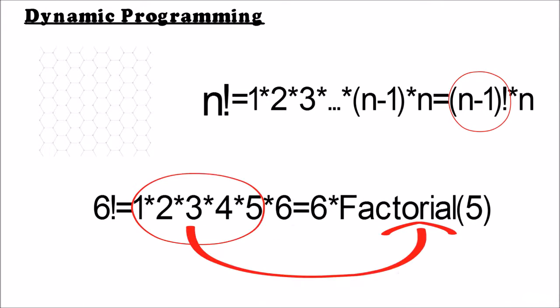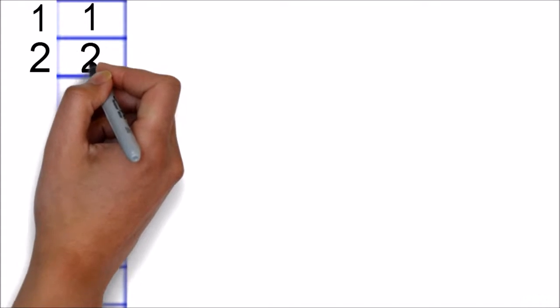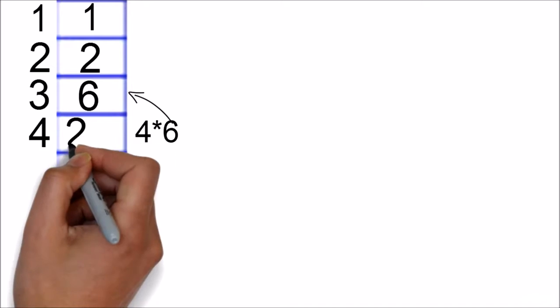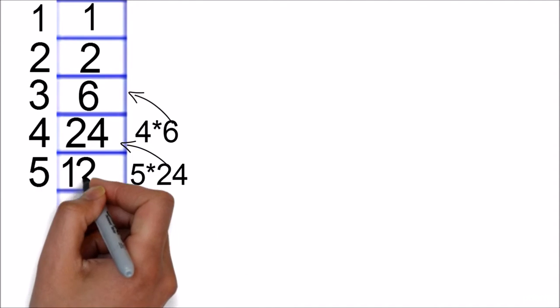Now the important part for this implementation of dynamic programming is to save the information for further use. We will create an array in which every cell will save the factorial of a number. For example, the first cell has the number 1, then the number 2 and the number 6. So to find the factorial of 4, we just need to multiply 4 with the previous cell, the number 6, and we will have the number 24. In this way, we eliminate repetitive calculations.